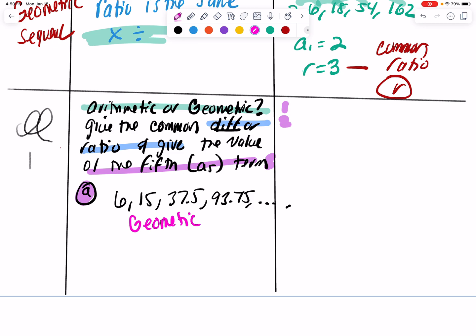So what I'm going to do is divide these like that. I can do 15 over 6, 37.5 over 15, 93.75 over 37.5. And I'm literally going to do all of them just to make sure. So 15 divided by 6 is 5/2 or 2.5.